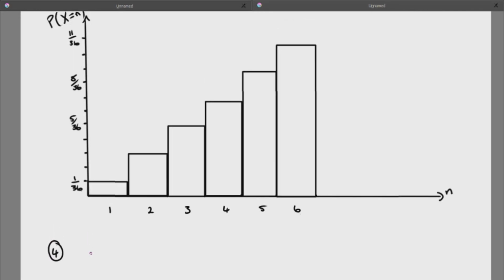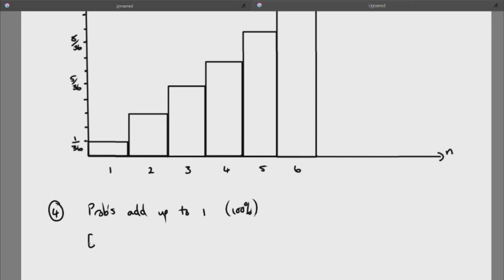Then number 4 is just asking me to highlight the 2 main features of the probability distribution. The first one is that the probabilities add up to 1 or 100%. And the other one is that each probability is between 0 and 1, because it's a fraction. I can't have less than 0 out of 36, and I can't have more than 36 out of 36. I only have 36 options for my pairs in the counting.